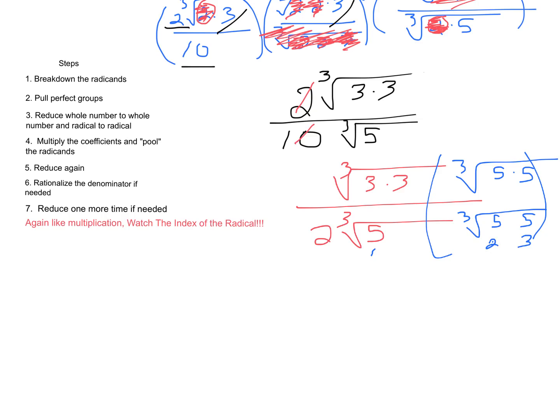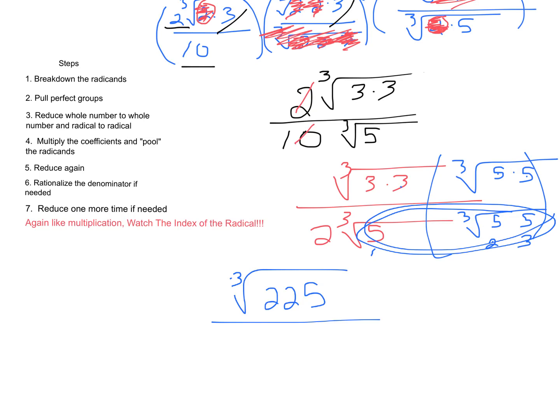Alright, so let's pull this all together. 5 times 5 is 25, times 3 is 75, times 3 one more time gives us 225 under the radicals, so cube root 225. Now on the bottom, we're going to create a perfect set. Kicks out as a 5. 5 times 2 is 10. Now our last step, try to reduce if possible, but we can't. So there's your final answer.